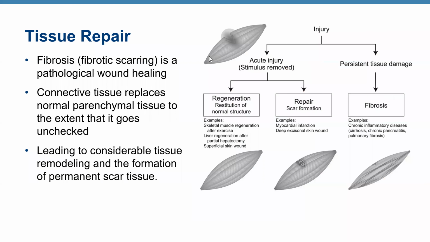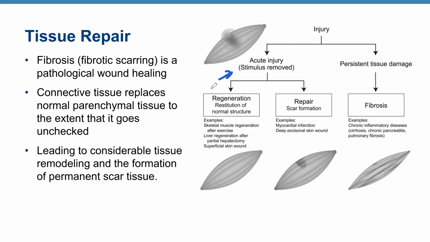Okay, so we know how tissues are formed, but tissue gets damaged throughout our life. And if tissue gets damaged, that means we should have a means to repair the tissue, right? And when we repair tissue, we repair our organs. So how do we repair tissue? Here we have injury. An injury can either be acute, so when the stimulus is removed, then we have regeneration or repair, or persistent tissue damage, right? So either it's acute and lasts a short period of time, or it lasts for a longer period of time.